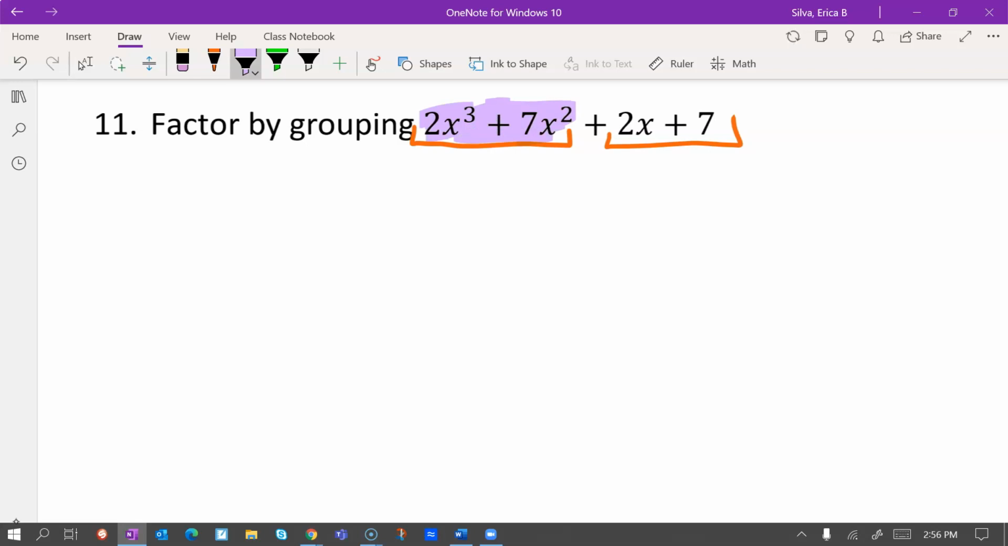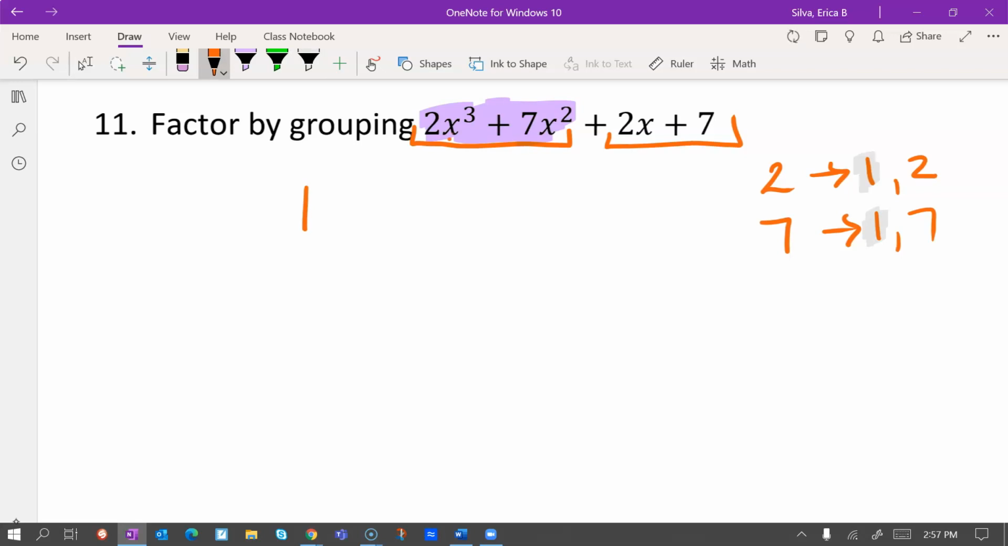So from these 2 terms, do they have a number that they have in common? A factor of a number that they have in common? So we're looking at 2 and 7. Remember, a factor is numbers that multiply to get that number. So the factors of 2 are 1 and 2. The factors of 7 are 1 and 7. Do they have anything in common? What number do they have in common? This one, right? So then we have 1.